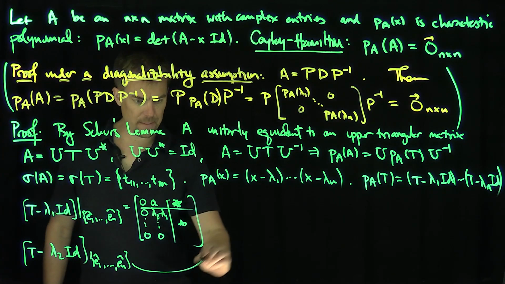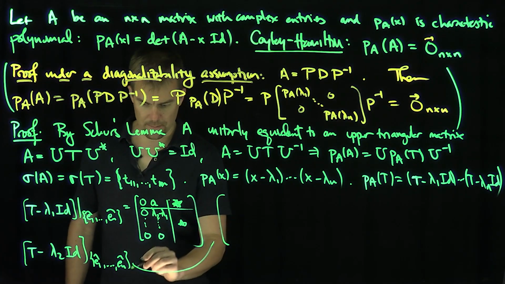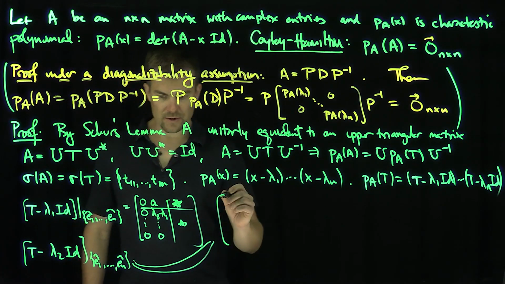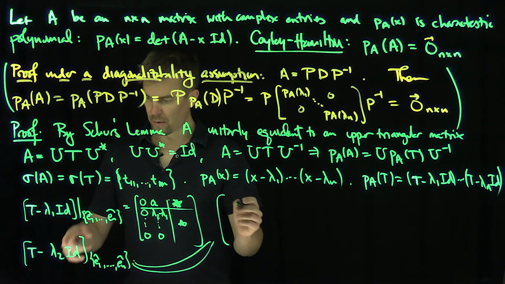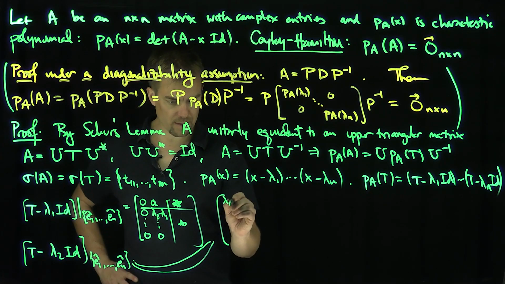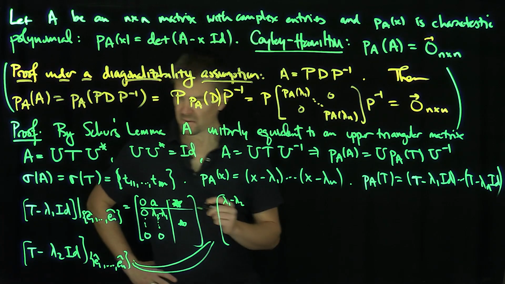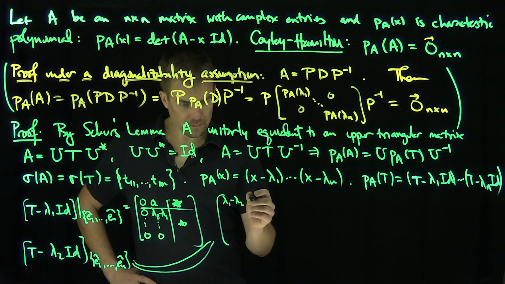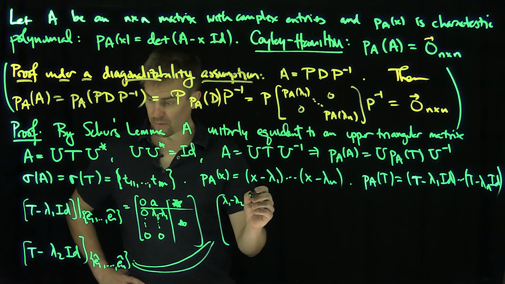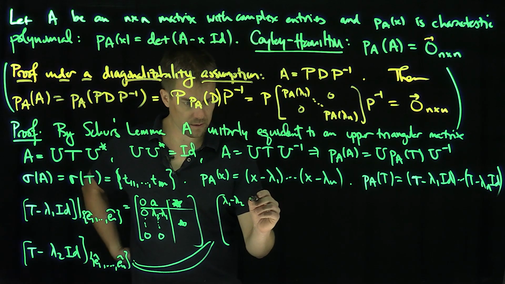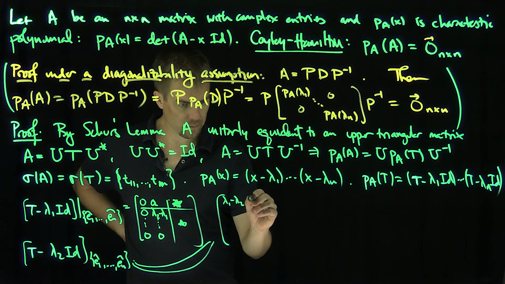What's that matrix going to look like? Well, that matrix representation is going to be a lambda 1 minus lambda 2 up here, like that. And then you'll have something over here. Then you're going to have something over here. Don't know. Called B, like that.